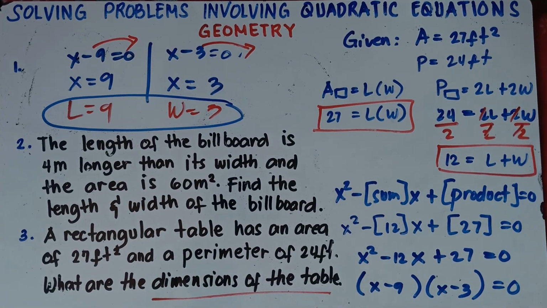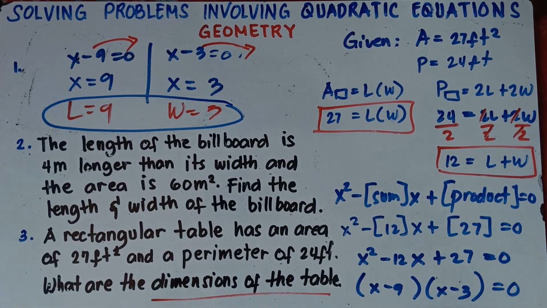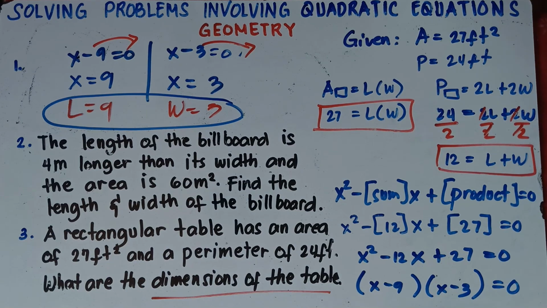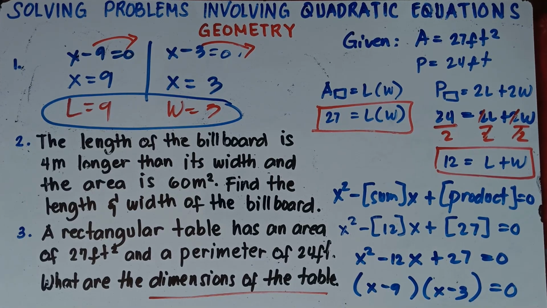So once again, class, that's the thing that you will do. Remember this one, class: if you are given the area and the perimeter, you can just apply the sum and product. That's how you solve problem solving involving quadratic equation dealing with geometry. The next part of our video will be problem solving involving quadratic equation, focusing on integers. If you have questions with regards to geometry, feel free to ask us and we will be answering that.